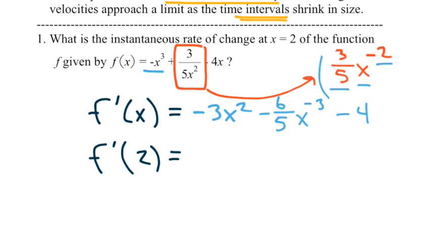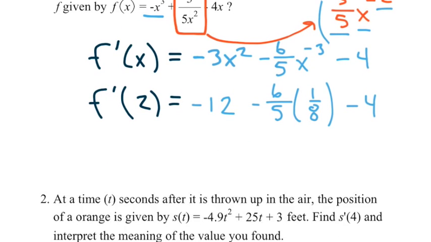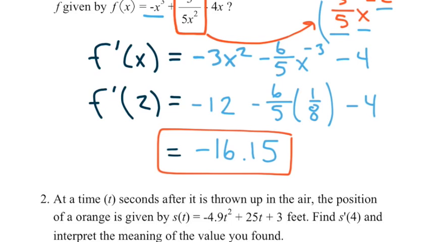Now when we evaluate that at 2, the first term becomes negative 12, because we're putting 2 in for x. This becomes minus 6/5 times 1/8, because 2 to the negative 3 is 1/8, and then minus 4. And all of that equals negative 16.15. And you can do that on your calculator if you want to check, but it's negative 16.15.